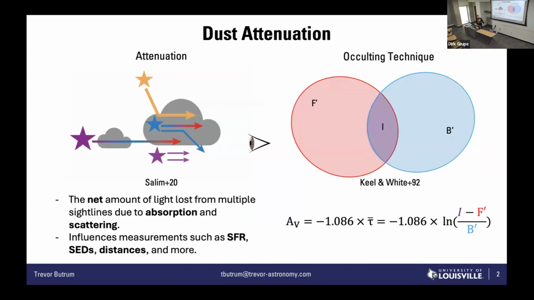I will get into Clayton's figures as well. For those who don't work with dust, dust attenuation is basically the net amount of light lost as light goes through the dust, from absorption and scattering. This also influences many of our measurements, like star formation rates, SED modeling, and distances, so we have to correct for it, and it's important to know this information about dust attenuation. We do this using something called the occulting technique, discovered by Keel and White in 1992. Howard glossed over it a little, but essentially you model the light from both galaxies, subtract that light, and get your attenuation from that.